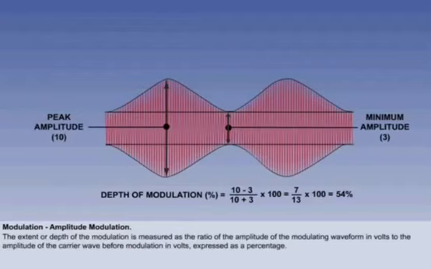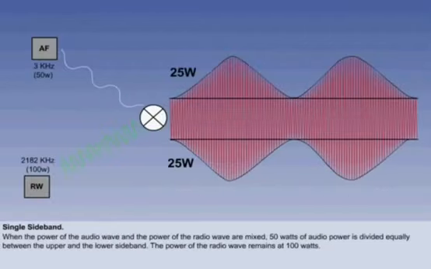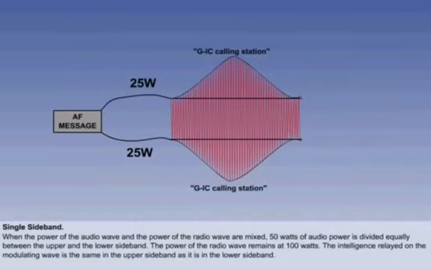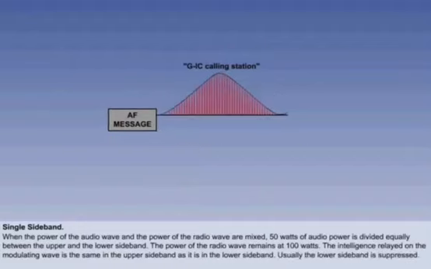If we look again at the way the power of the audio wave and the power of the radio wave are distributed when they are mixed, we can see that the 50 watts of audio power is divided equally between the upper and the lower sideband. The power of the radio wave remains at 100 watts. The intelligence relayed on the modulating wave is the same in the upper sideband as it is in the lower sideband. Therefore, there is unwanted duplication. It would be more energy efficient if one of these two sidebands could be deleted so that the energy were completely saved or applied to obtaining a greater range. It is usually the lower sideband that is suppressed.